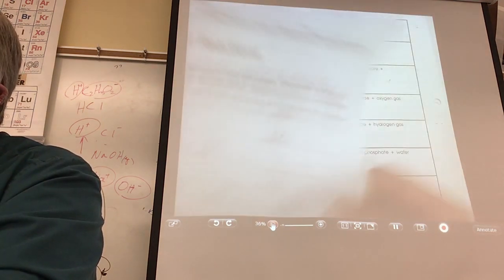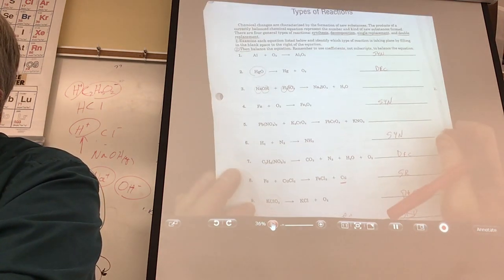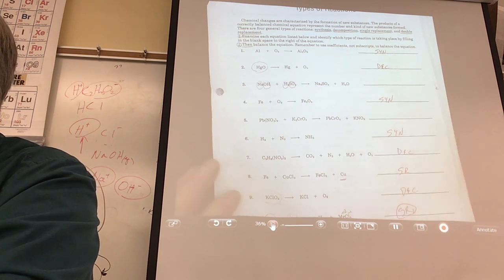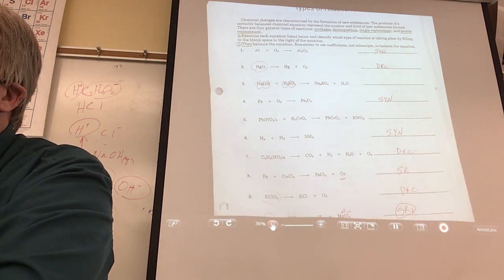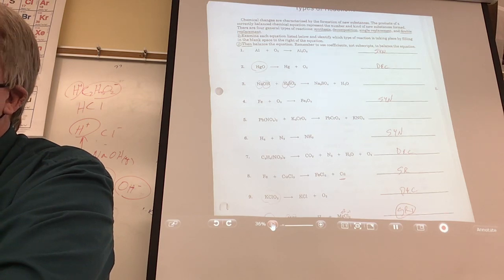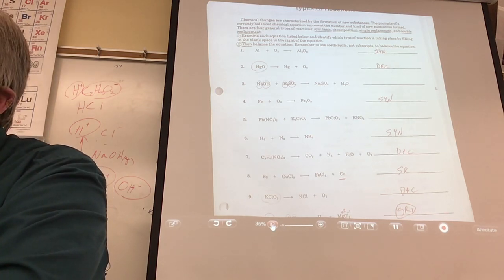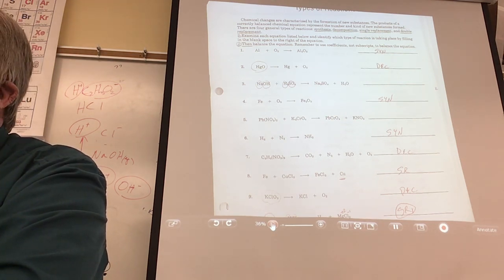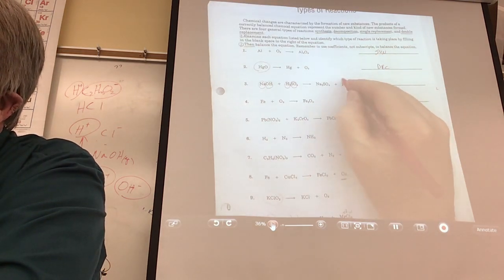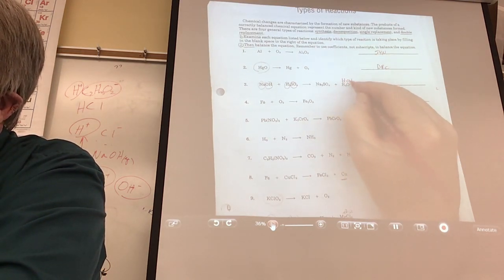Let's go ahead and flip it over, and I'll give you 30 seconds to classify number 3 and number 5. Now, if you forgot my trick on number 3, do you see a hydroxide on the left and a water on the right? If you'll do this, I bet it'll make it a lot easier to classify.